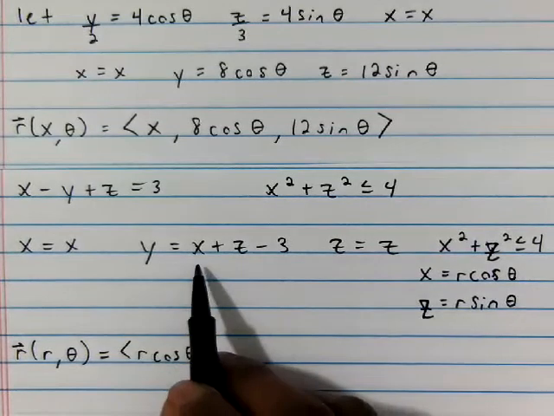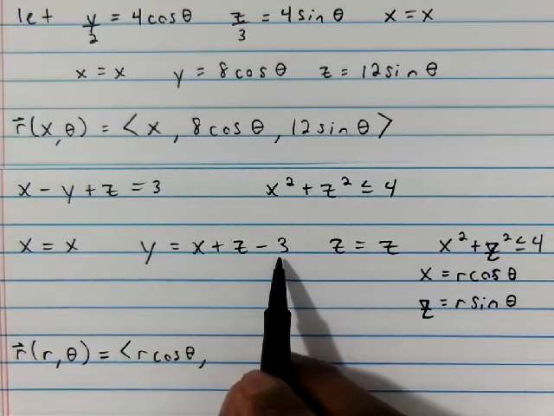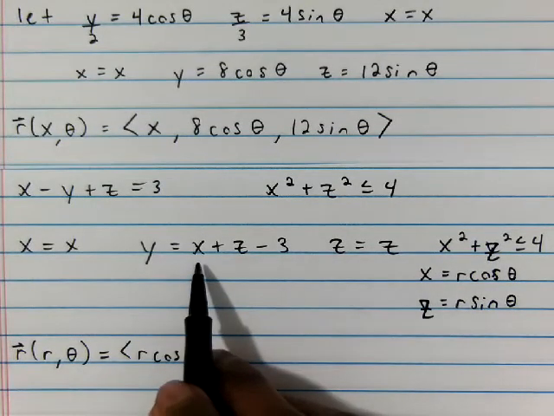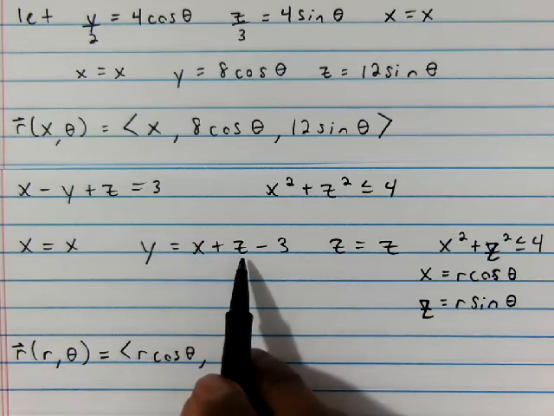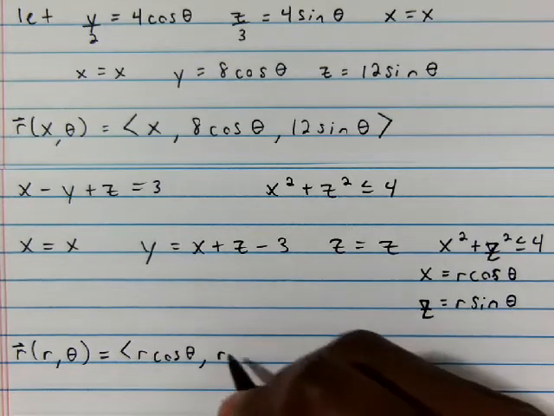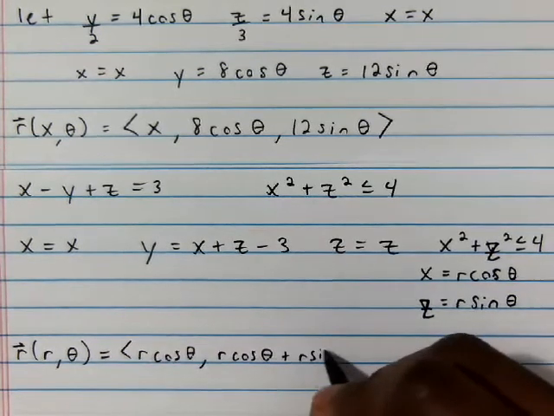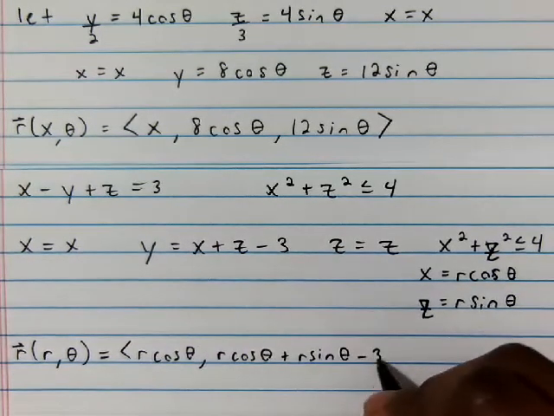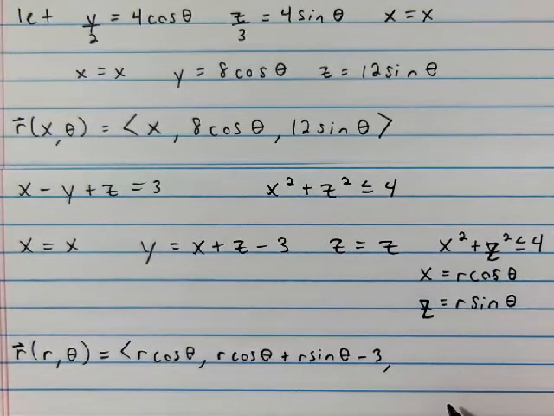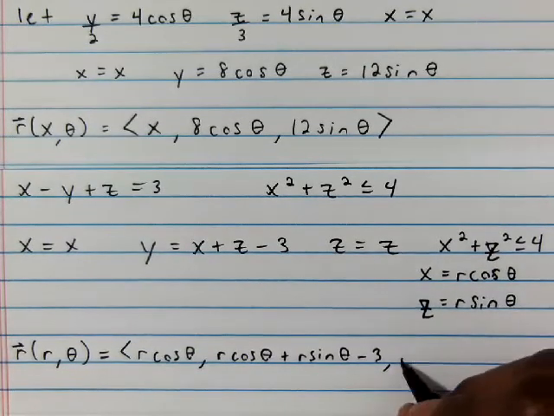Y is x plus z minus 3, but that now is r cosine theta plus r sine theta minus 3. So y is r cosine theta plus r sine theta minus 3. And then z is r sine theta.